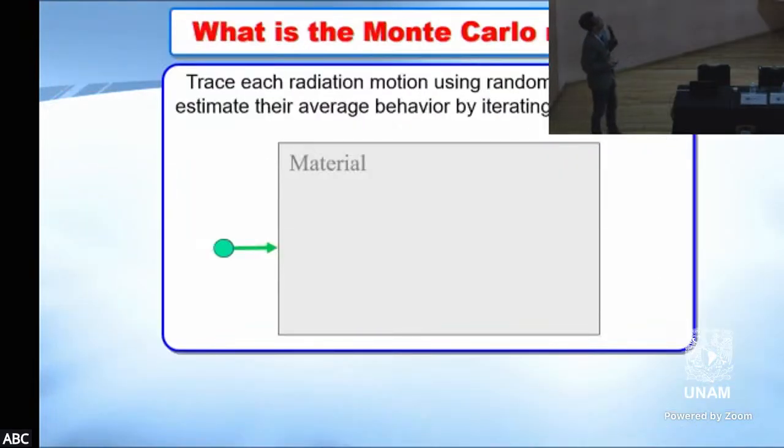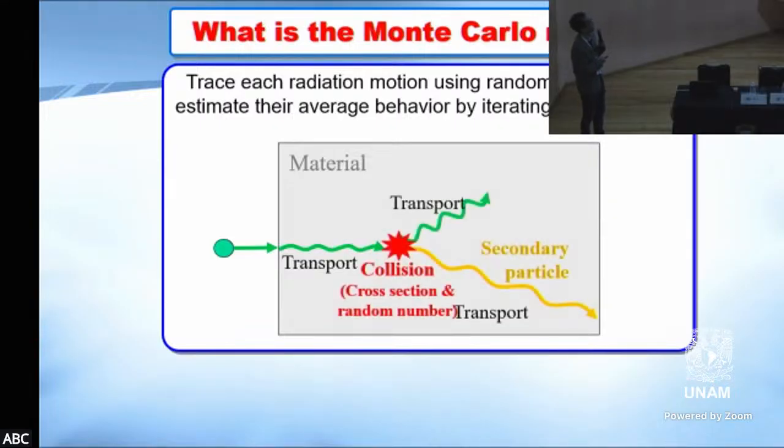Okay, so I think most of you know about the Monte Carlo simulation, but some of you are specialists in making crystals. So I would like to talk about what the Monte Carlo method is. It traces each radiation motion using random numbers and estimates the average behavior by iterating the simulation. For example, if one particle goes here and causes an interaction, sometimes atomic interaction, sometimes nuclear reactions, it is based on the cross sections and random numbers. And if it generates a secondary particle, that is also transported.